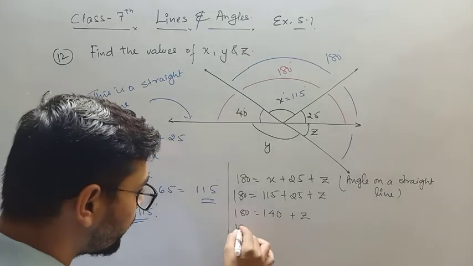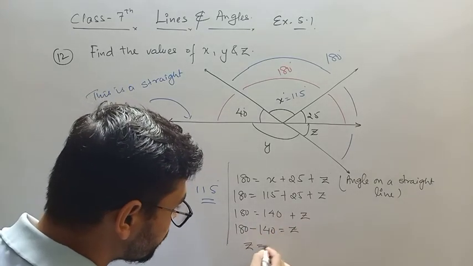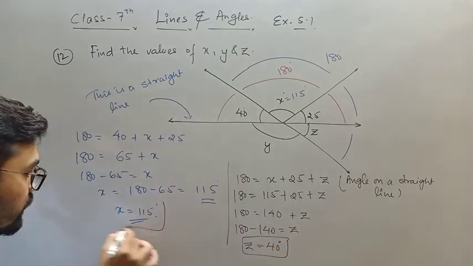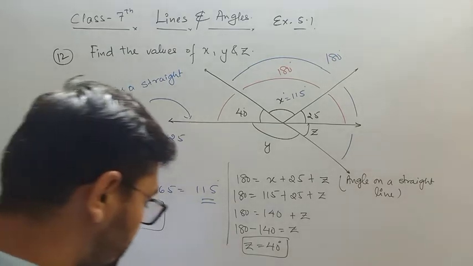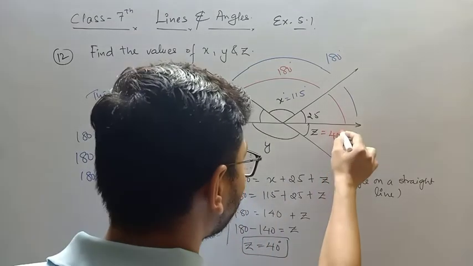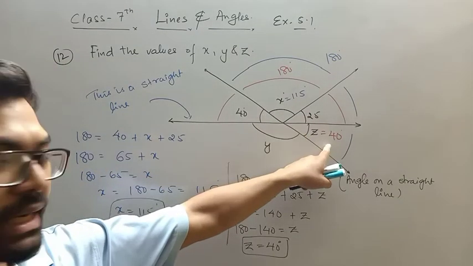So you can write 180 minus 140 is equal to z, that is z is equal to 40 degrees. So from here you have also calculated the value of z. So the value of z is 40 degrees. Any doubt till this step? So you people are free to ask me. This angle is 115, this angle is 40 degrees.